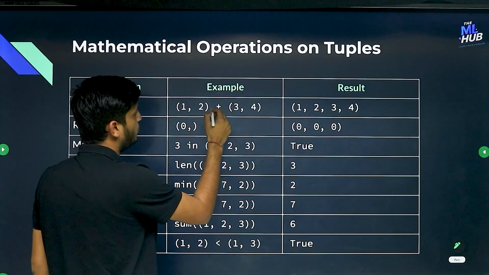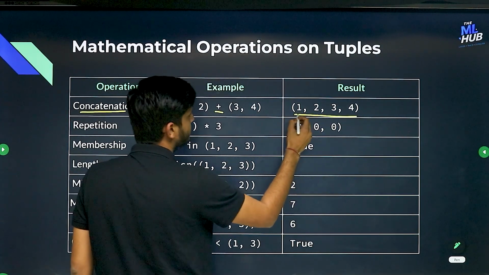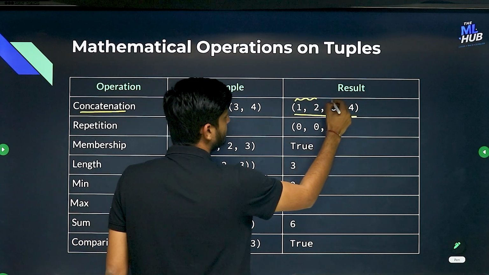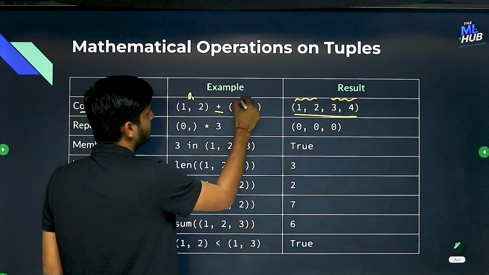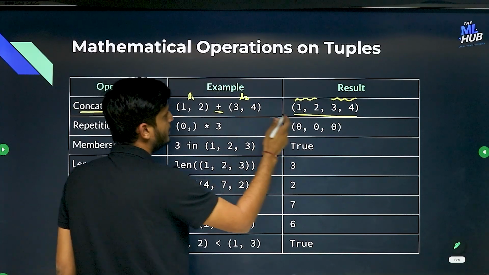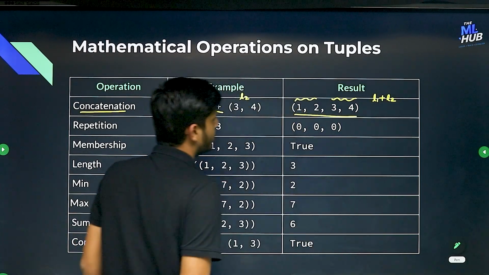So if you do (1, 2) plus (3, 4), there are two tuples, and a single tuple will be formed. Firstly, it will contain the elements of the first tuple, and then it will contain the elements of the second tuple. So if the first tuple contains L1 elements and the second tuple contains L2 elements, then after the addition operator, the final tuple will contain L1 plus L2 elements.